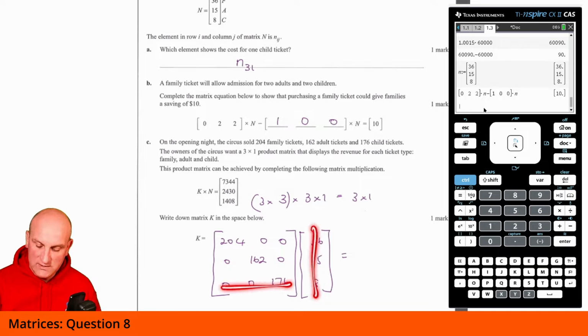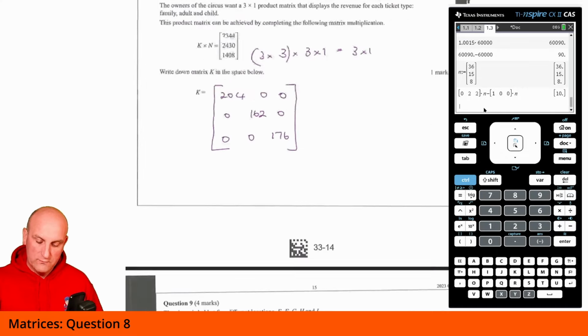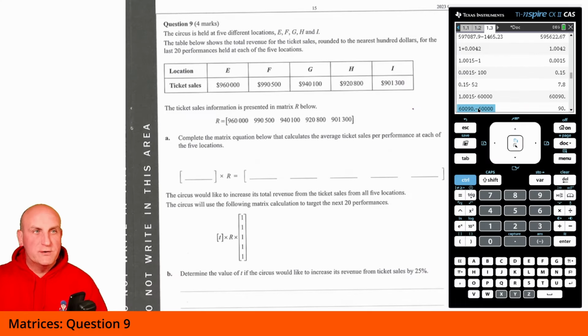And then this times this would give me the 176 times 8, where 8 is a child price. And there we go. So realistically, they wouldn't want the extra stuff here. I just put that in for completion. That was an interesting question. Now, moving on to question number 9.